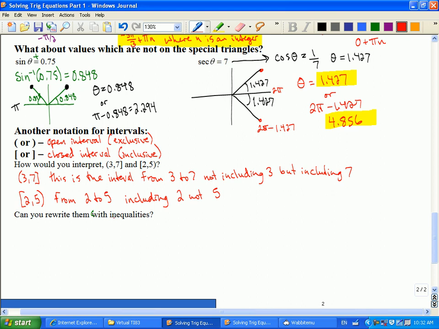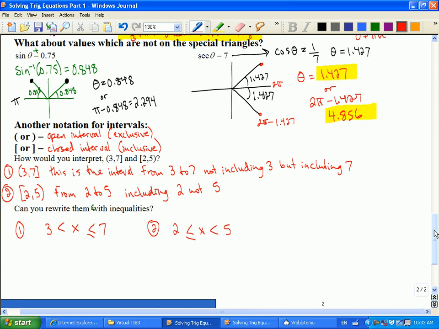And just to show you how it connects with what you already know with inequalities, usually you'd write this inequality like this, right? And you'd say include the 7. So you put an equals there. Right? The other one, if you're going from 2 to 5, you include the 2. Okay. So between those, you're going to need to get used to both notations. And again, as we hit calculus, you guys will see that the interval notation is most common.